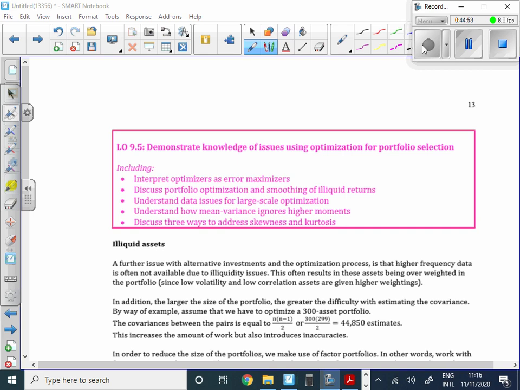Learning objective 9.5: demonstrate knowledge of issues using optimization for portfolio selection. We're going to interpret optimizers as error maximizers. It's an interesting one. We talk about illiquid returns, large-scale optimization. Of course, we always go back to the higher moments, guys. And why do we do that? Because we are in alternative investments, and alternative investments focus quite heavily on the higher moments.